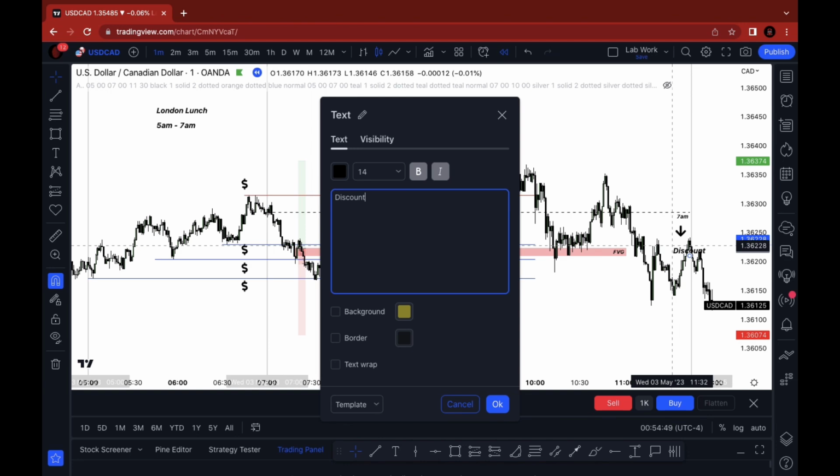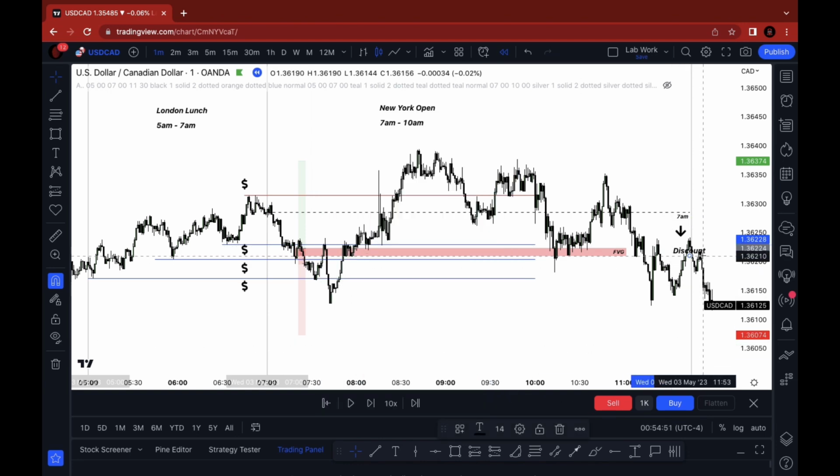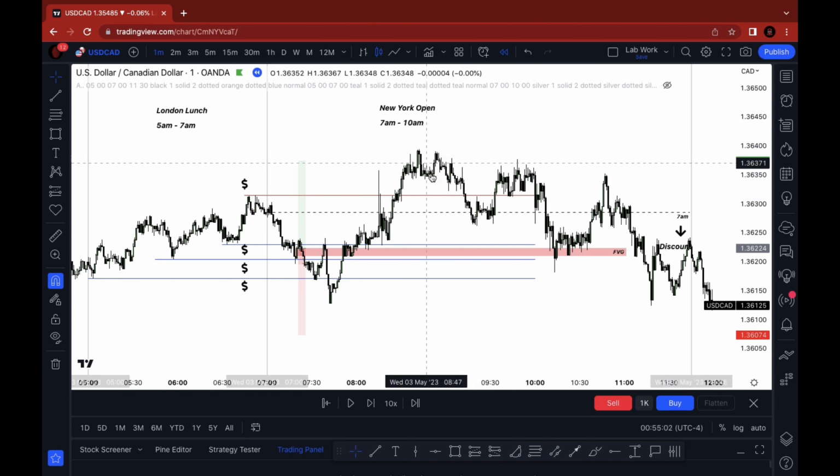So anything below is discount. Hopefully you guys can see that there. That's discount below. Anything above is premium. And you can even see here that price gets above 7 a.m. and there's some type of selling opportunity here as well. So you can see price takes out the 15-minute swing high here. And then the first fair value gap that you can see, that's most obvious, you could probably go short into it, targeting sell side again. And that's exactly what happened here.